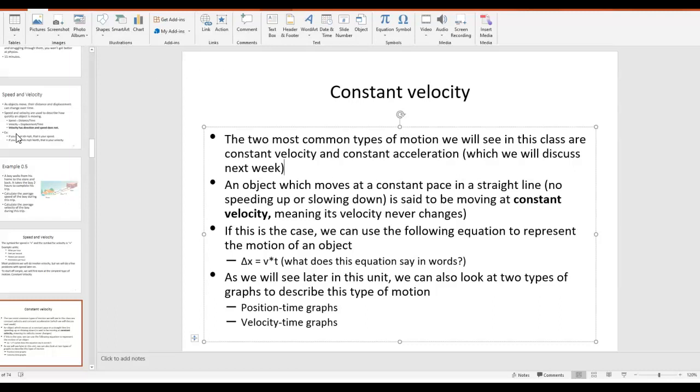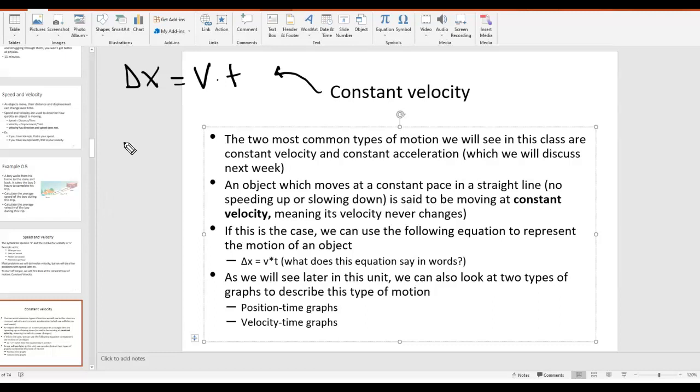Now, we're going to see a lot of equations this year in physics, and this equation I'm about to write down is one of the most basic. This equation only applies for constant velocity. Here is the equation: delta x equals v times t. And again, this only applies if you have constant velocity. So we're going to use this equation a lot in this unit because this is a constant velocity unit. In the next unit, when we talk about acceleration, we're not going to use this equation so much anymore because this equation only applies for constant velocity.